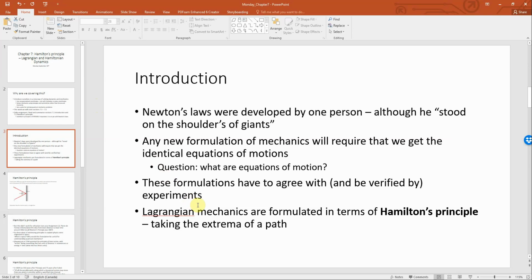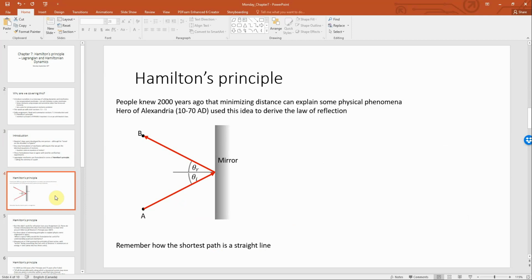So Lagrangian mechanics are formulated in terms of Hamilton's principle, which is taking the extrema of a path, okay? And so that's why we were talking about the extrema of paths last week with the calculus of variations. So to get into Hamilton's principle, people knew about 2,000 years ago that minimizing the distance can explain some physical phenomena. So Hero of Alexandria, who was just after 0 AD, uses this idea to derive the law of reflection.